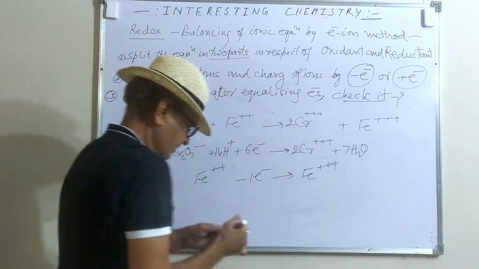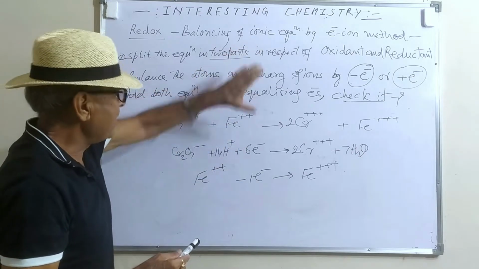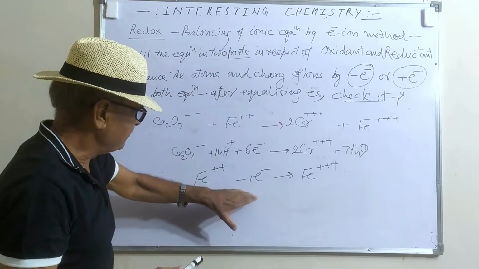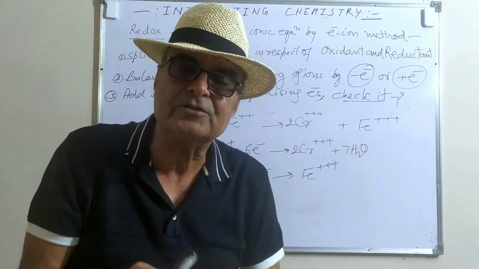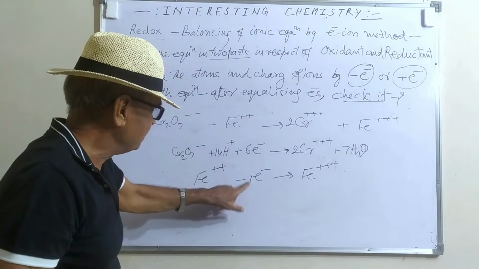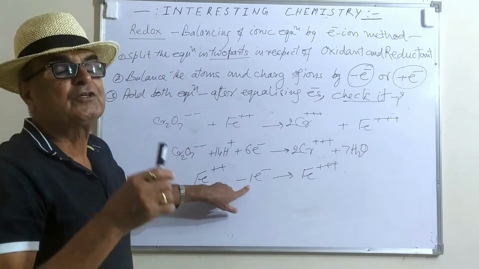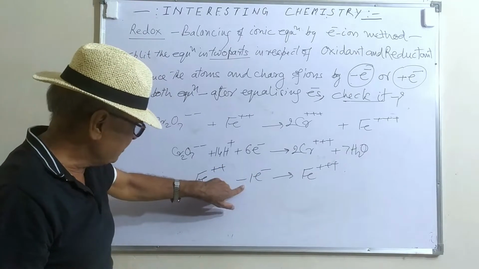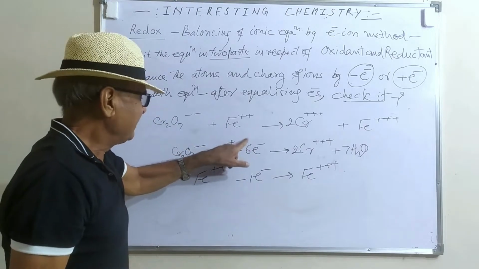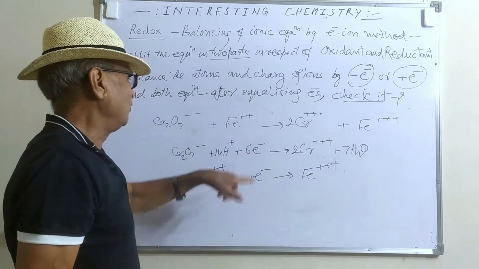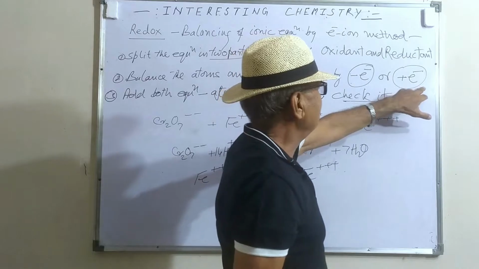So please remember, this is the place of electrons in the split parts of the equations. In one equation it is on the plus side, in the other it is on the minus side. If there is addition of electrons in one, then there will be deduction of electrons in the other. So now you have come to this point.